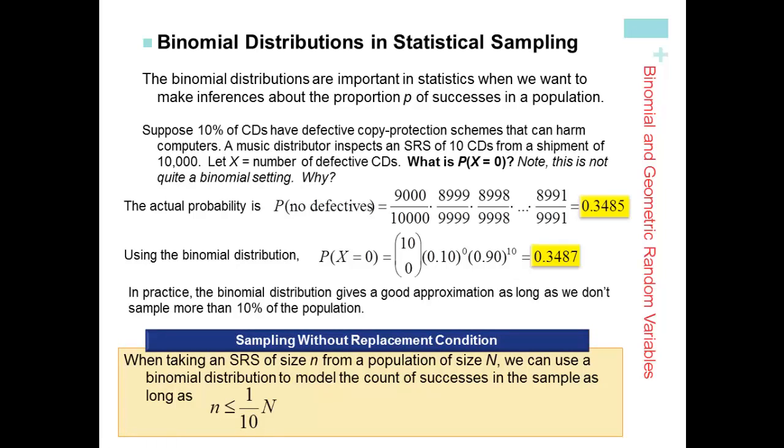The sampling without replacement condition: we can use the binomial distribution to model the count of successes in the sample as long as the number in the sample is less than or equal to 1/10 of the number in the population. I, however, like to look at this formula a different way and say the population must be greater than or equal to 10 times the number in the sample. That can be found by just taking the original inequality and multiplying both sides by 10.